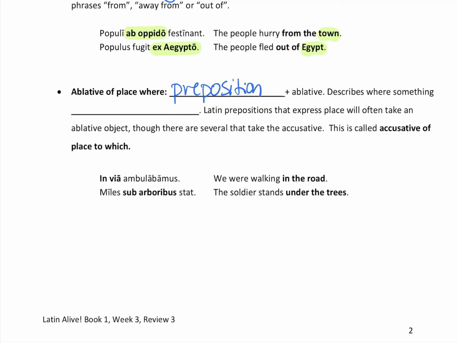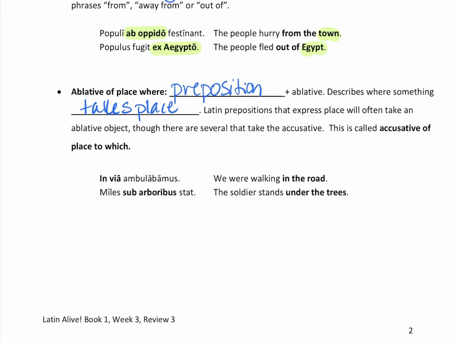Now, it describes where something takes place. So not motion here. Describes where something takes place. These all use the ablative, but the reason you kind of need to know they exist is so that when you're either writing something in Latin or you're translating something and it may have a preposition, it may not, you can understand why it has a preposition or why it doesn't, so that you can translate it into English in the best way. So Latin prepositions that express place will often take an ablative object, though there are several that take the accusative. Now this is called accusative of place to which. Okay, so those we're not going to go over today.